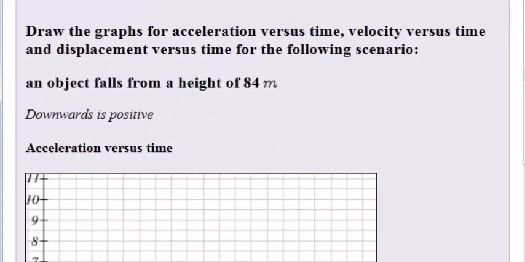In this question, we are asked to draw the graphs for acceleration versus time, velocity versus time, and displacement versus time for the following scenario. Okay, so we have an object that falls from a height of 84 meters.